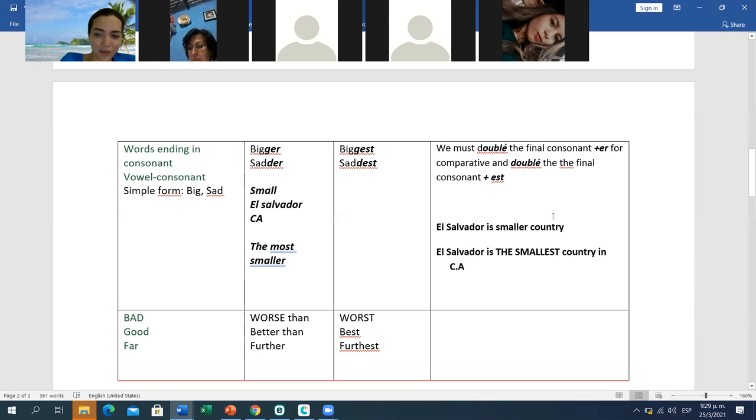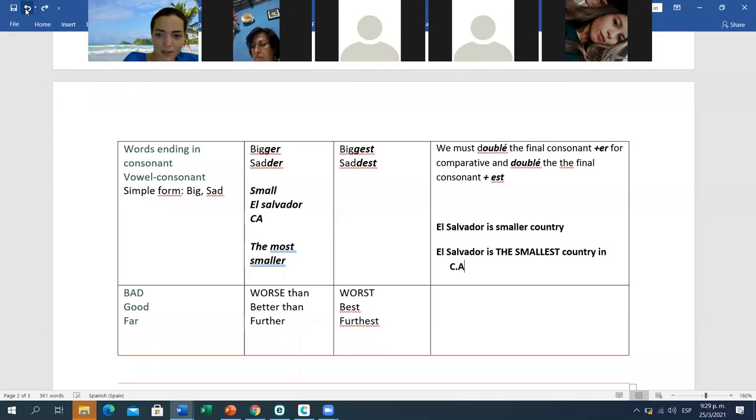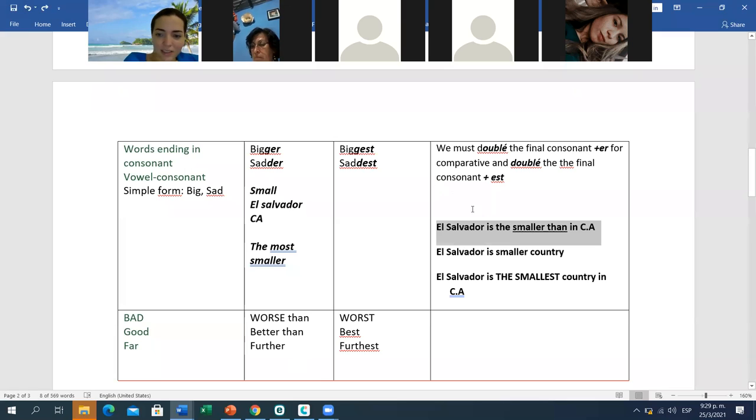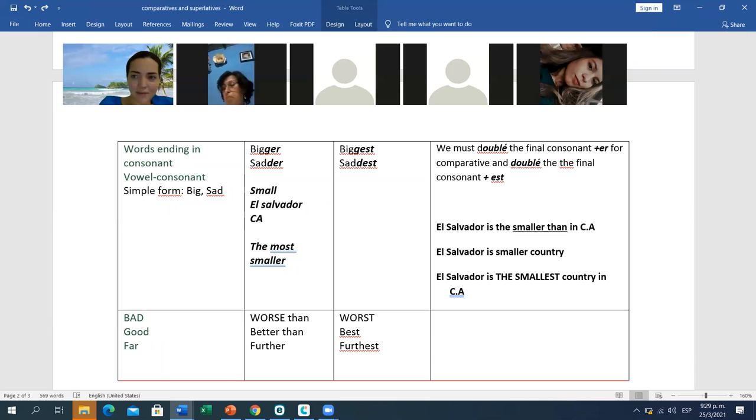Correcto. Pero no diría esto. Porque anteriormente me han hecho esto. No se puede comparar. El Salvador is the smaller than in Central America. ¿Ok? Y tampoco iría esto. No puede ser is de. Porque el de denota un... ¿Cómo les dije esto? El que se destaca. Por lo tanto, el de no tiene sentido ir acá. Y tampoco Central America. It doesn't make sense.